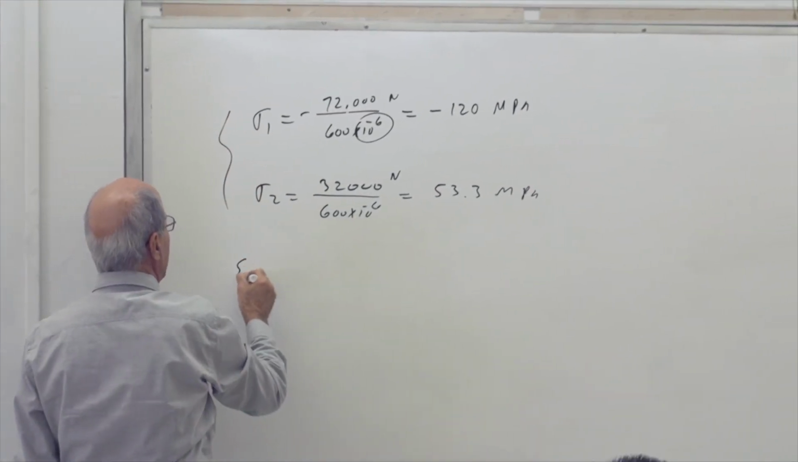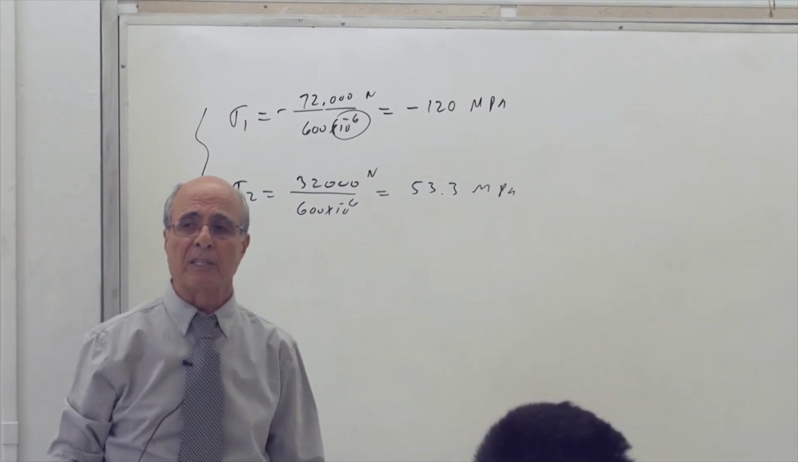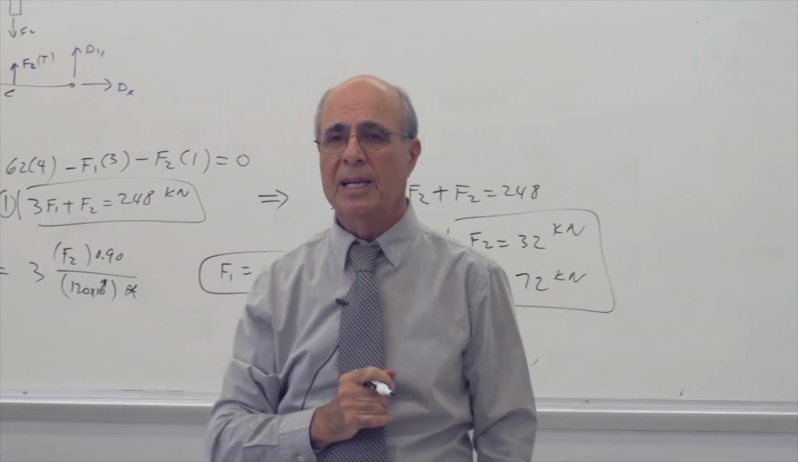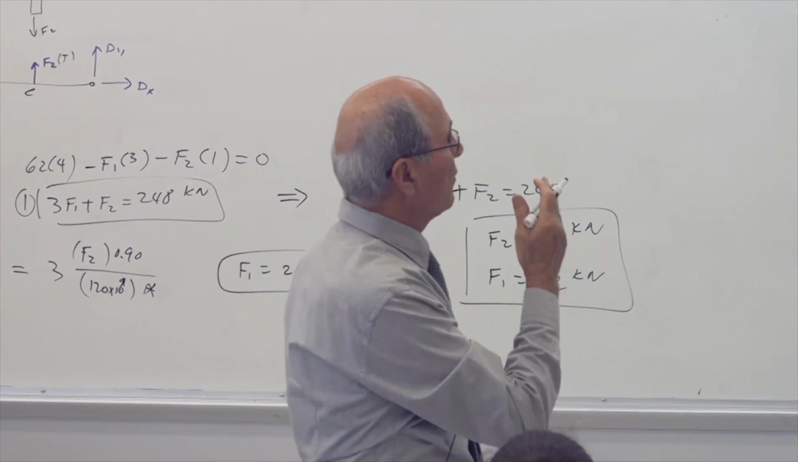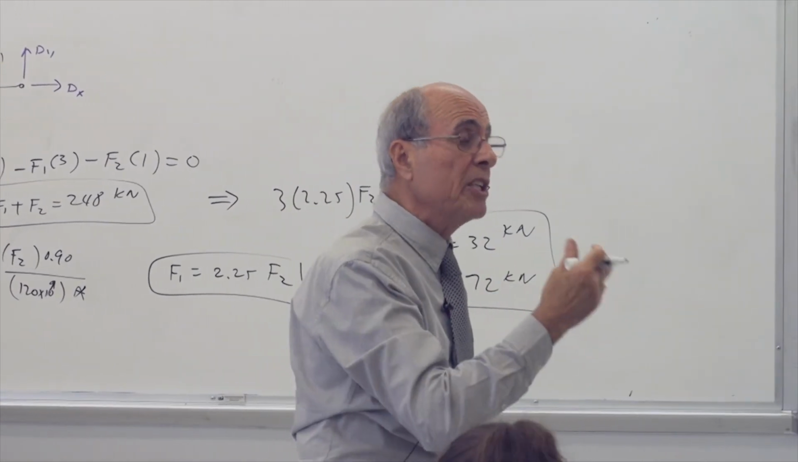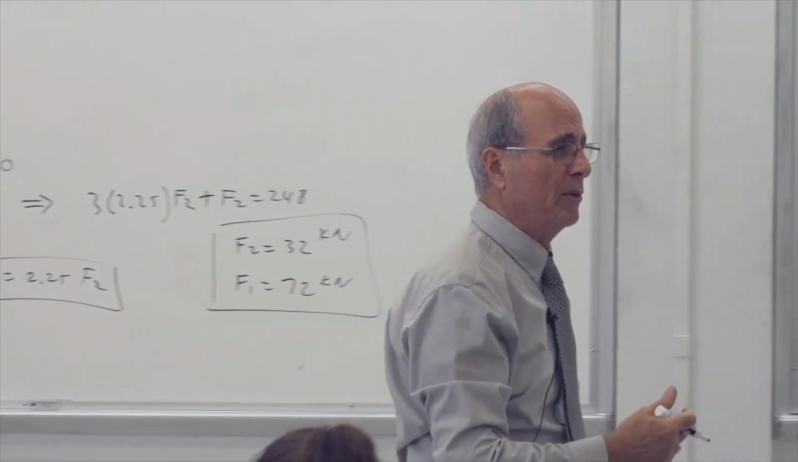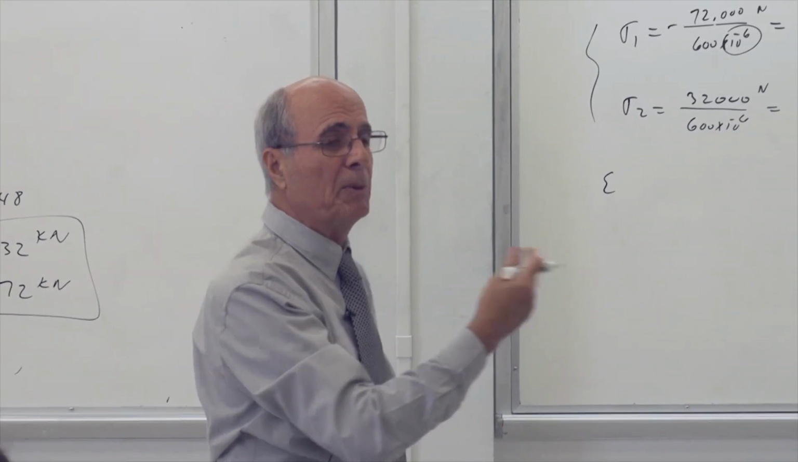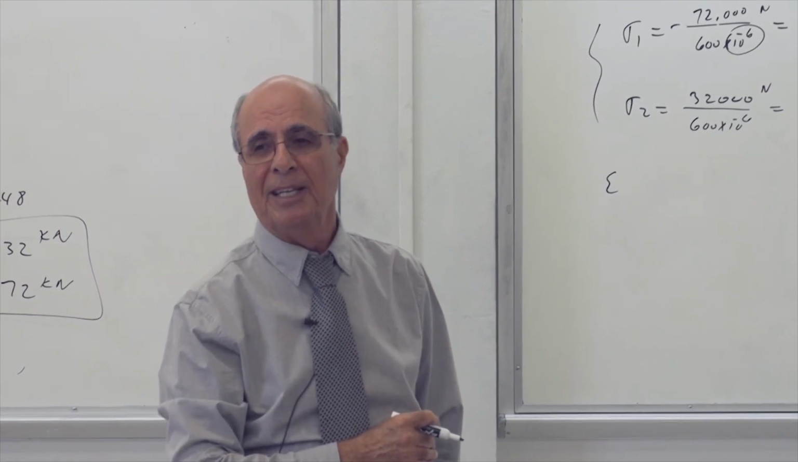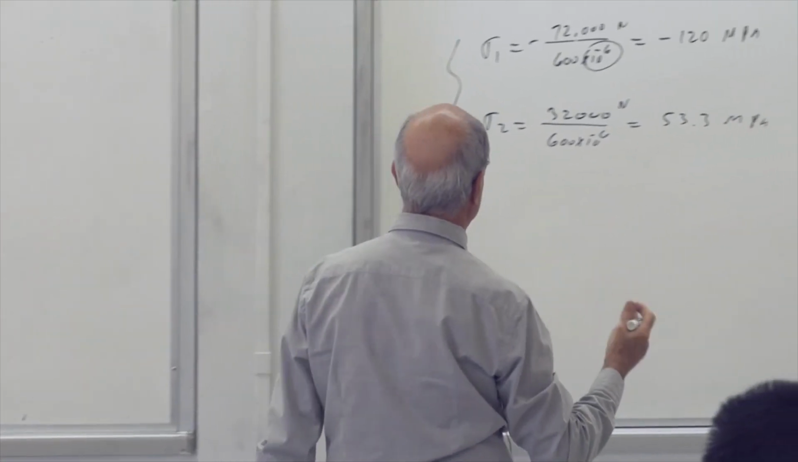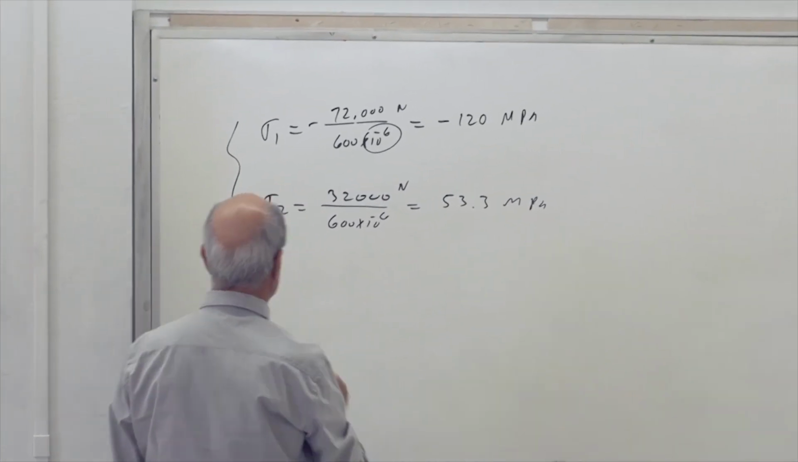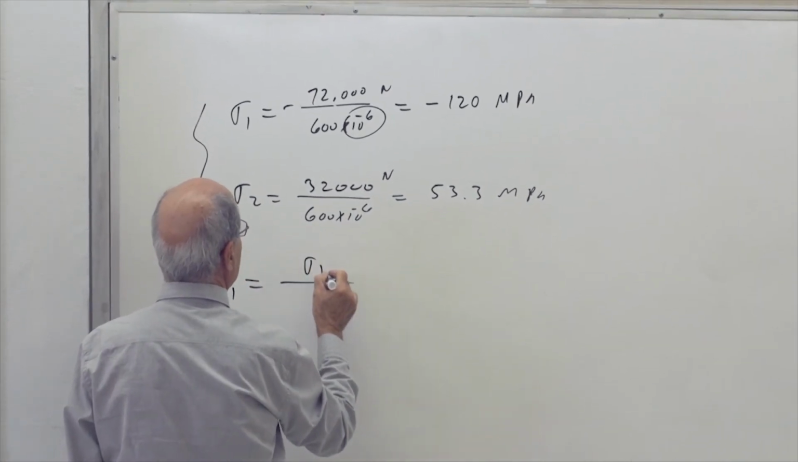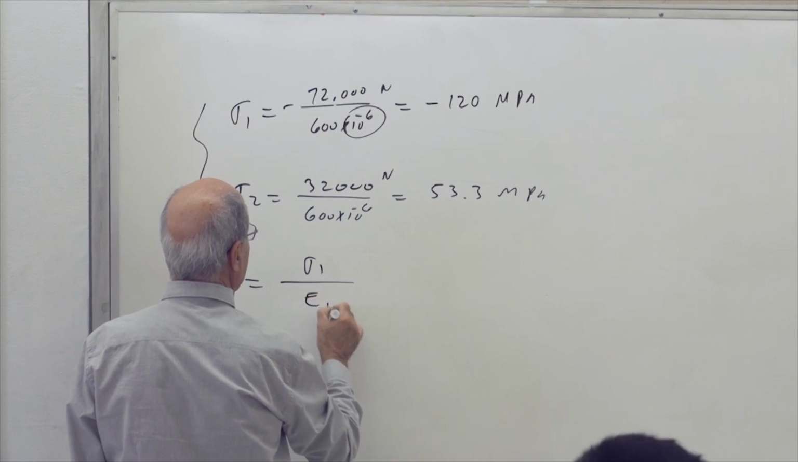So next is epsilon. Now some of you want to calculate the epsilon. Still you are looking at epsilon equal to delta over L. Wrong. You already have everything in front of you. Epsilon is, yes, epsilon equal to delta over L. But epsilon at the same time from Hooke's law is equal to sigma divided by modulus of elasticity. So why not use that? Because this week's homework is all about that. So epsilon 1 equals sigma 1 divided by E1.